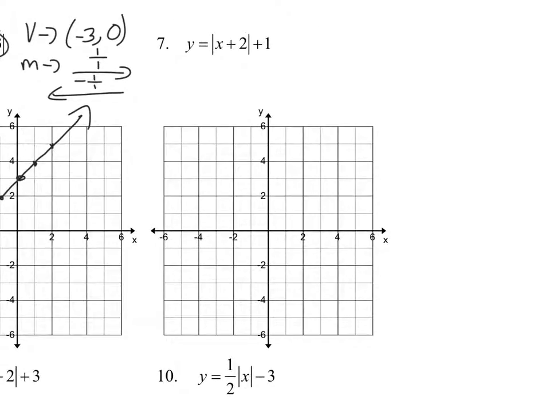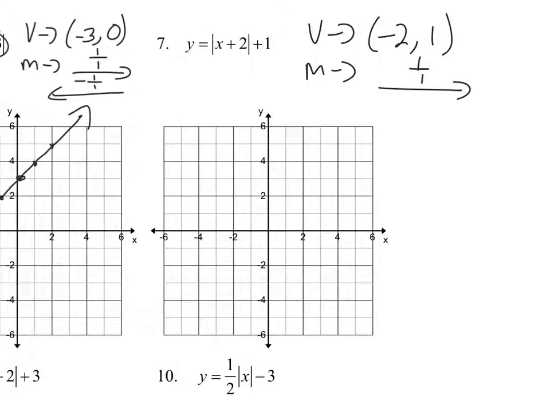Next, number 7. Again, very similar to the last two problems. So number 7, our vertex is going to be negative 2, 1. And our slope is, once again, going to be 1 over 1 as we're going to the right of the vertex, and negative 1 over 1 as we're going to the left. So negative 2, 1 is right here.